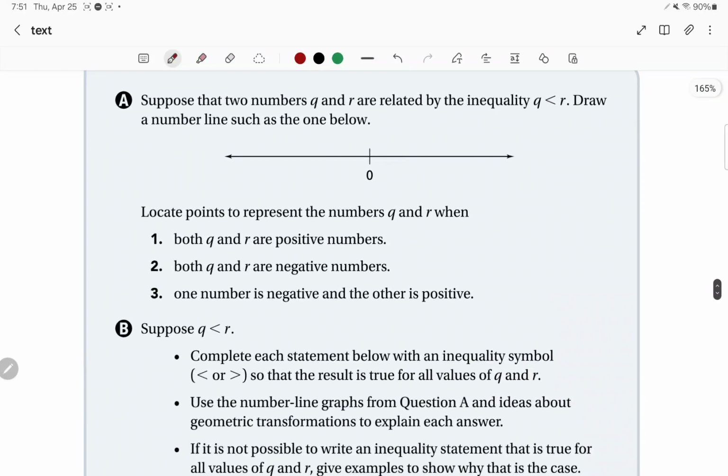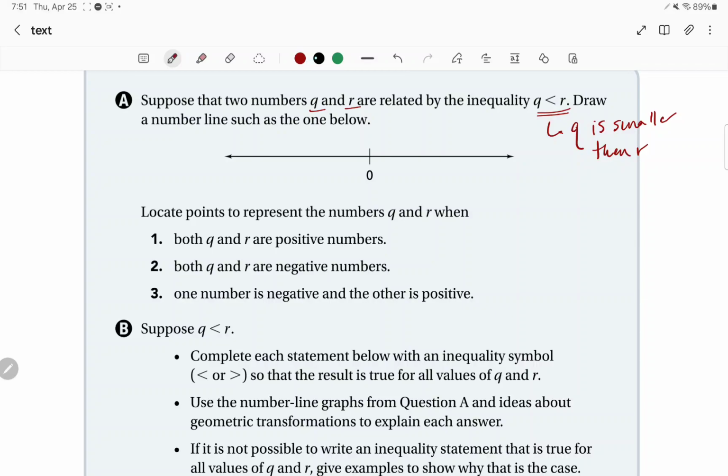So suppose that two numbers Q and R are related so that Q is less than R. So this is saying that Q is smaller than R. Okay, so that's what that says. Locate points to represent the numbers Q and R when both are positive, both are negative, one number is negative and the other is positive.